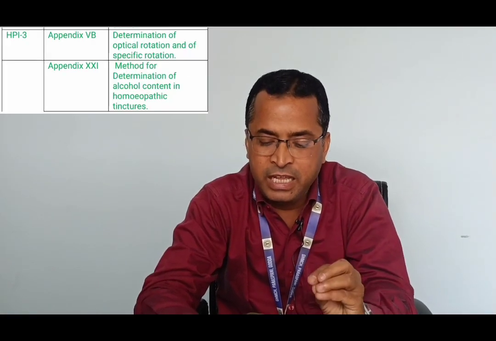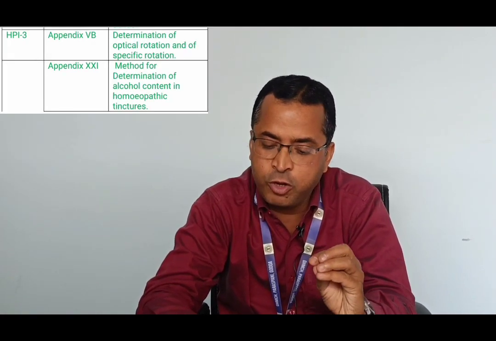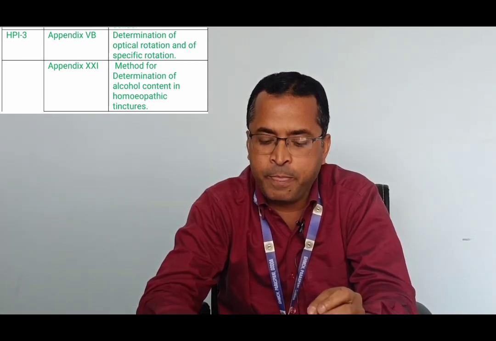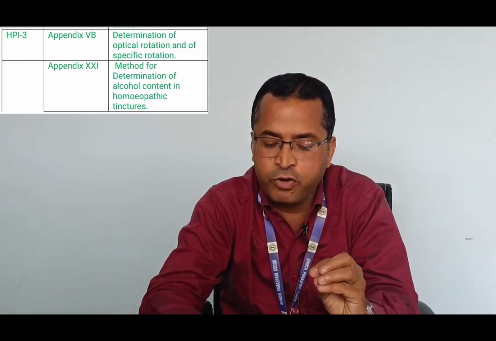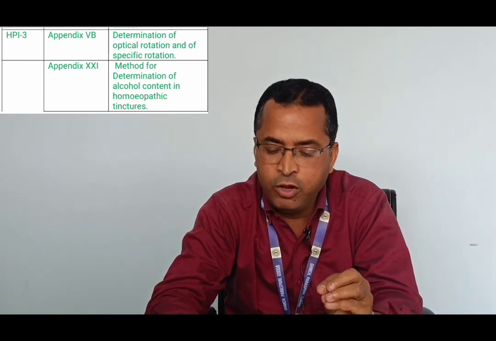In HPI Volume 3, Appendix 5B, determination of optical rotation and of specific rotation. Appendix 21, methods for determination of alcohol content in homeopathic tincture. In HPI Volume 4, Appendix 22, determination of viscosity. Appendix 23, test for pyrogens. Appendix 24, chromatography. Appendix 25, oxygen flask method. Appendix 26, preparation of nosodes. In Volume 4, preparation of nosodes is mentioned in Appendix 26.